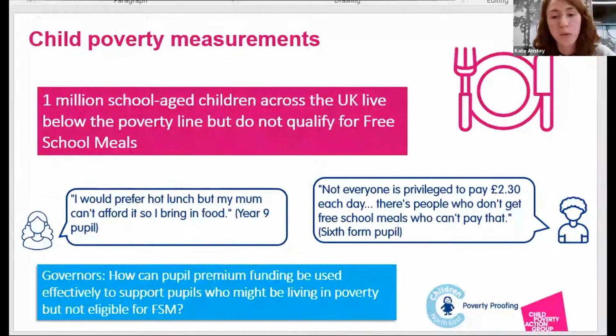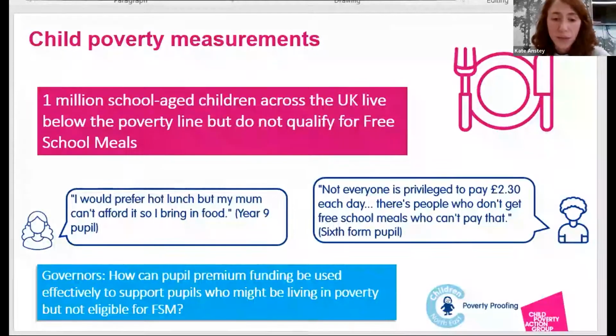I've pulled out some quotes here to illustrate this point: a pupil saying they would much prefer to have that hot lunch, but mum can't afford it. And another pupil saying not everyone is privileged to pay £2.30 each day; there are people who don't get free school meals who can't pay that. I think that really helps to illustrate the point. There are lots of families out there who would benefit from that meal and the support that goes with it, but they just don't qualify.